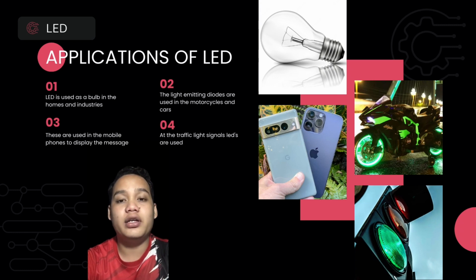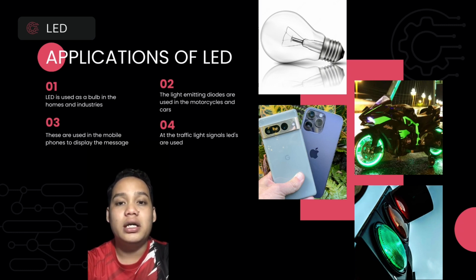Next is the application of light-emitting diodes. There are many applications of LED, which are LED used as a bulb in homes and industry. LED is also used in motorcycles and cars. Next, light-emitting diodes are used in mobile phones to display messages. Last but not least, LED is also used in traffic light signals.